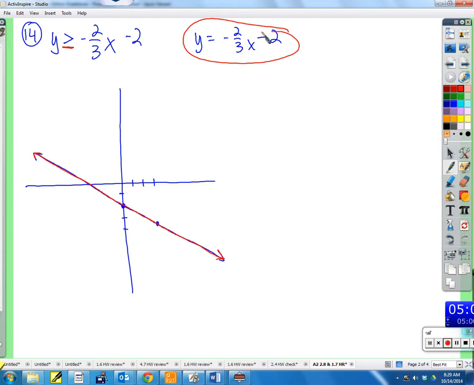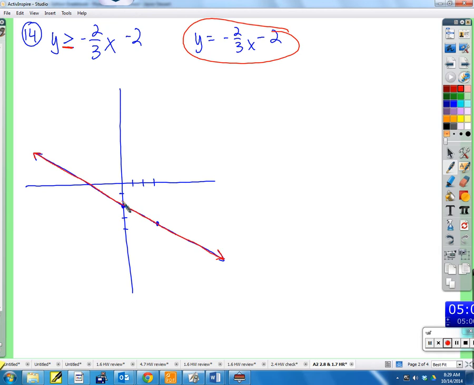Now I need to find all the points that satisfy the other part, the inequality. The greater than part: we want all the y values that are greater than what we get over here. How do we know what we get when we plug in a particular x here? Well, that's what this line is. If I plug in 0 for x, what will I get on this side? -2. Y is greater than or equal to negative 2.